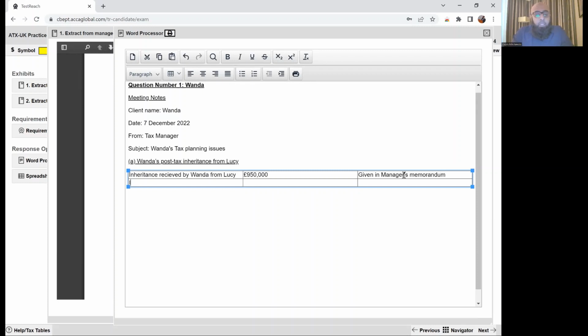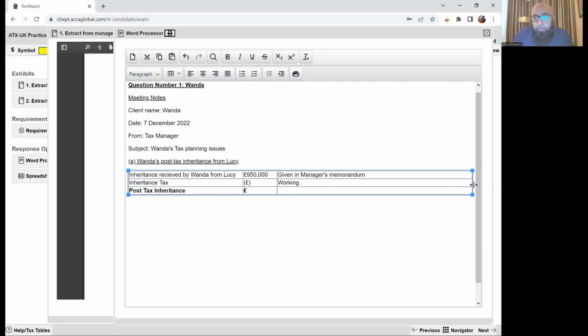Okay. Now we need to calculate inheritance tax. Now that will be the main working which we have to do. So this will give us post-tax inheritance, which will be the answer we will be working out. Just give me a minute. Okay, so this is the final answer which will look like this. So let's do the working and we'll calculate the inheritance tax on Venda's inheritance. Just listen to me. Have some patience. Believe me, you will be able to understand.